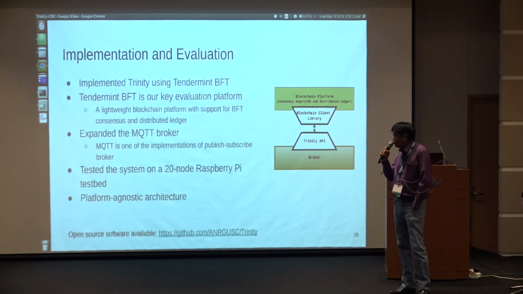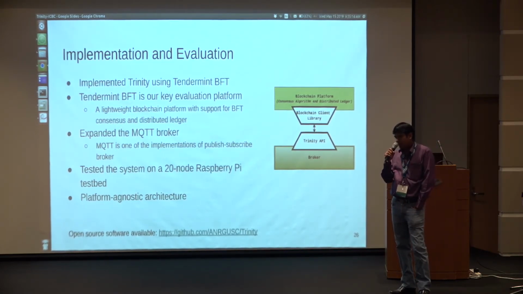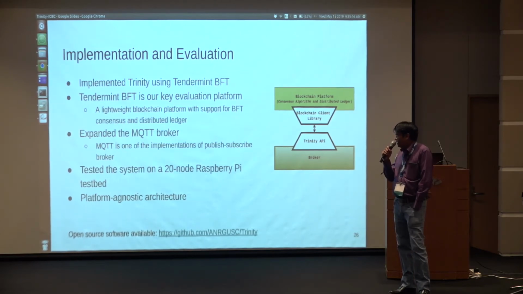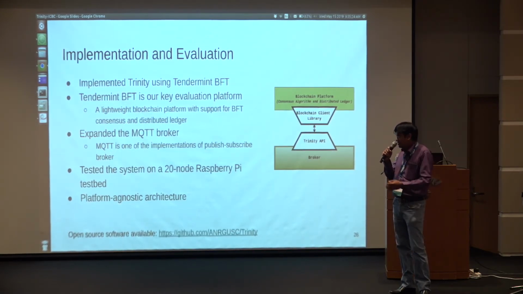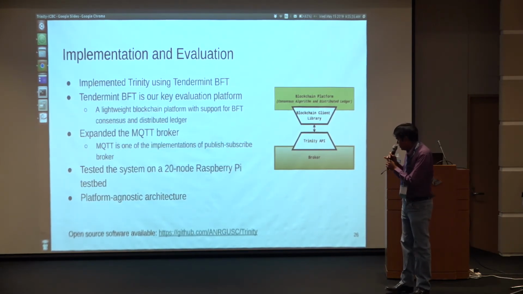So our evaluation was carried out on a 20-node Raspberry Pi testbed. To implement Trinity, as I mentioned, the contemporary brokers are not capable of handling Byzantine behaviors. Therefore, we extended the MQTT broker with support for handling Byzantine behavior. So our architecture is platform agnostic.